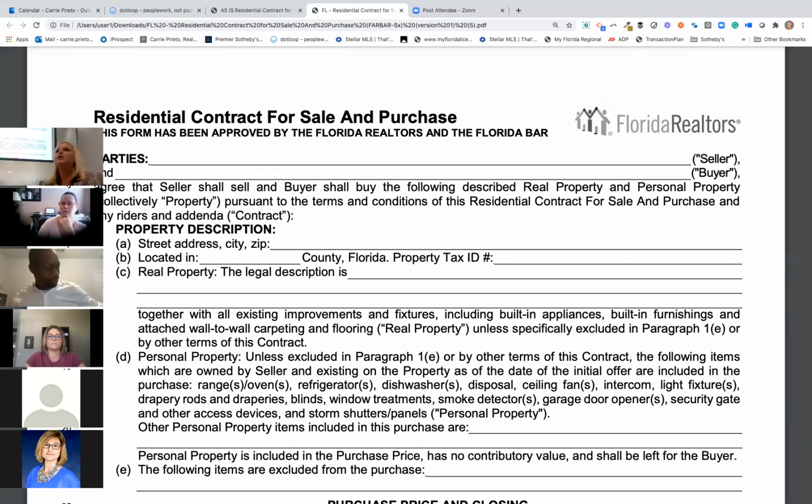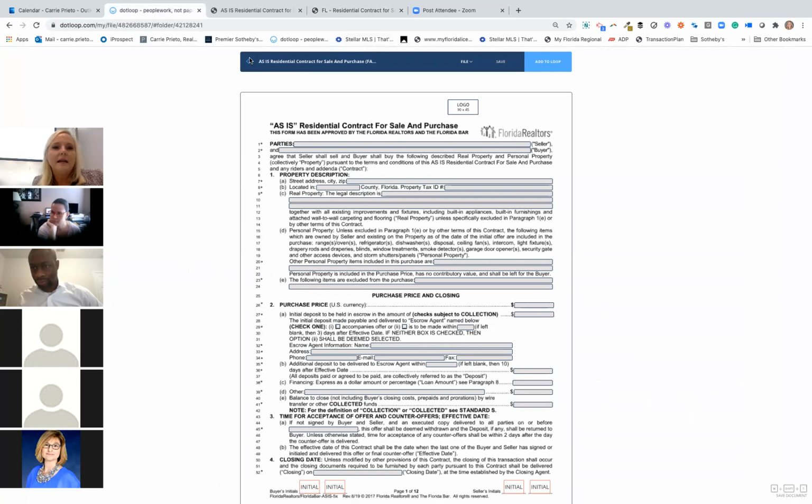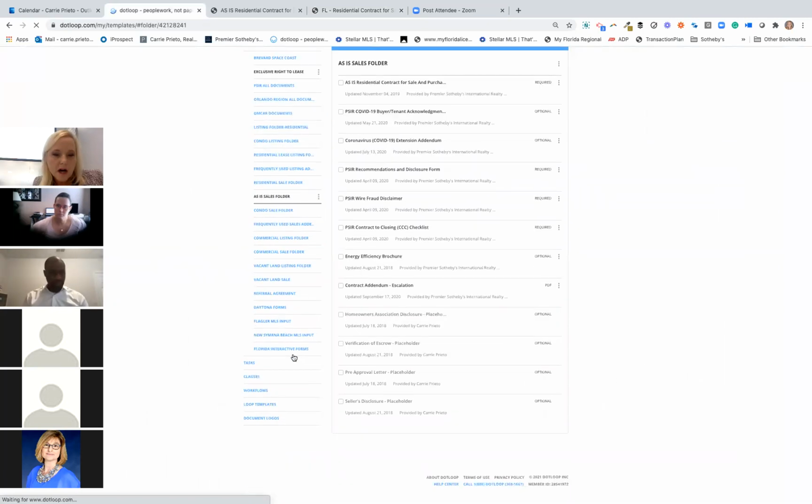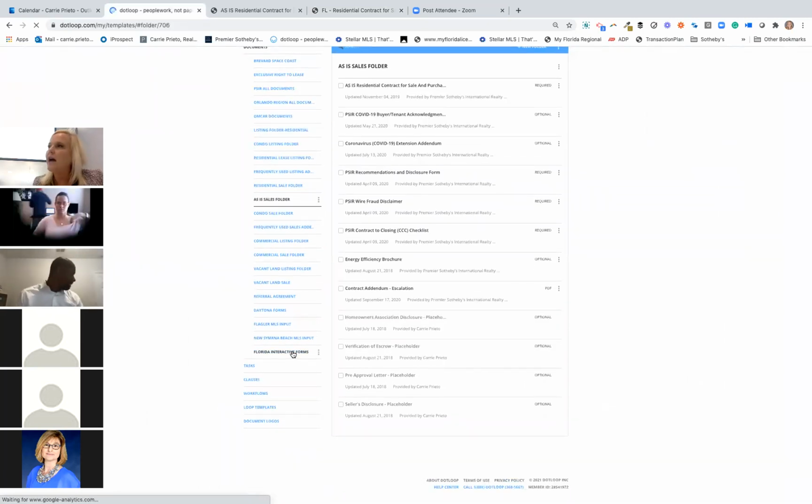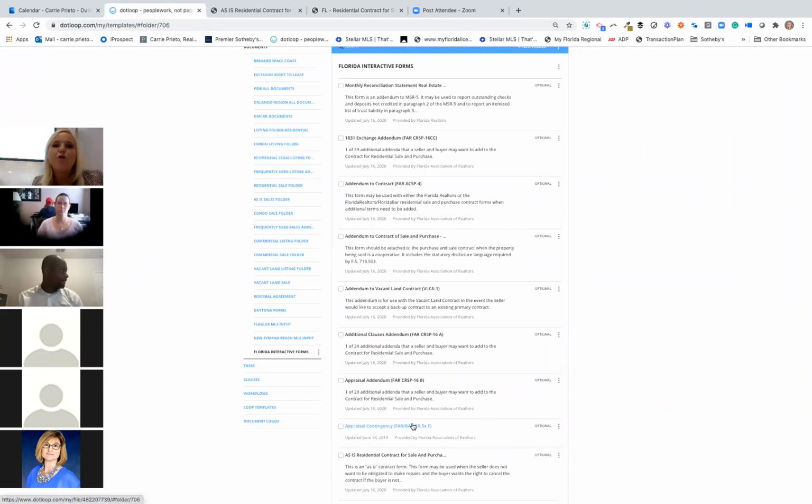So what it is, you have the as is and the FAR bar, right? These say on the bottom, Florida Realtors, Florida Bar. These two contracts were created by the Florida Bar. Then you have the CRISP. The CRISP contract is created by another legal team. Also included, if you go into .loop and you go into templates, under Florida Interactive Forms and you look for contracts, you will find a contract on the very bottom. It says CRISP. I don't ever want you guys to use those.